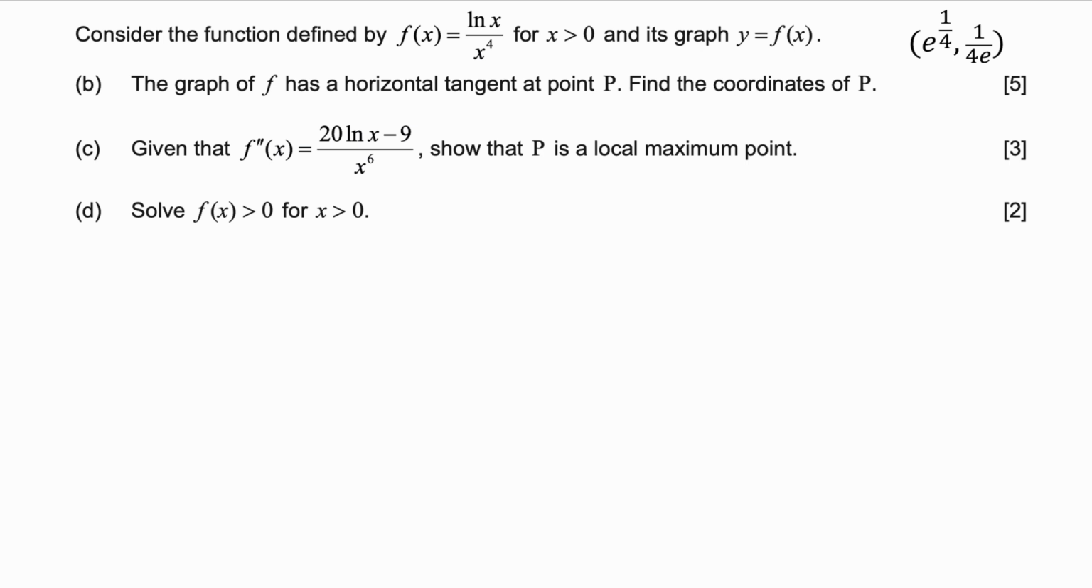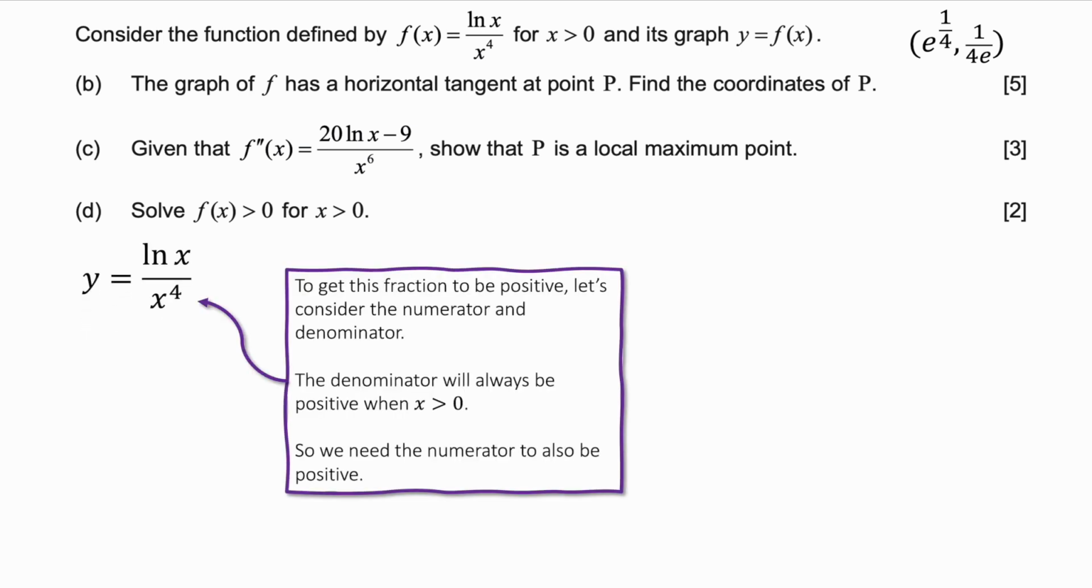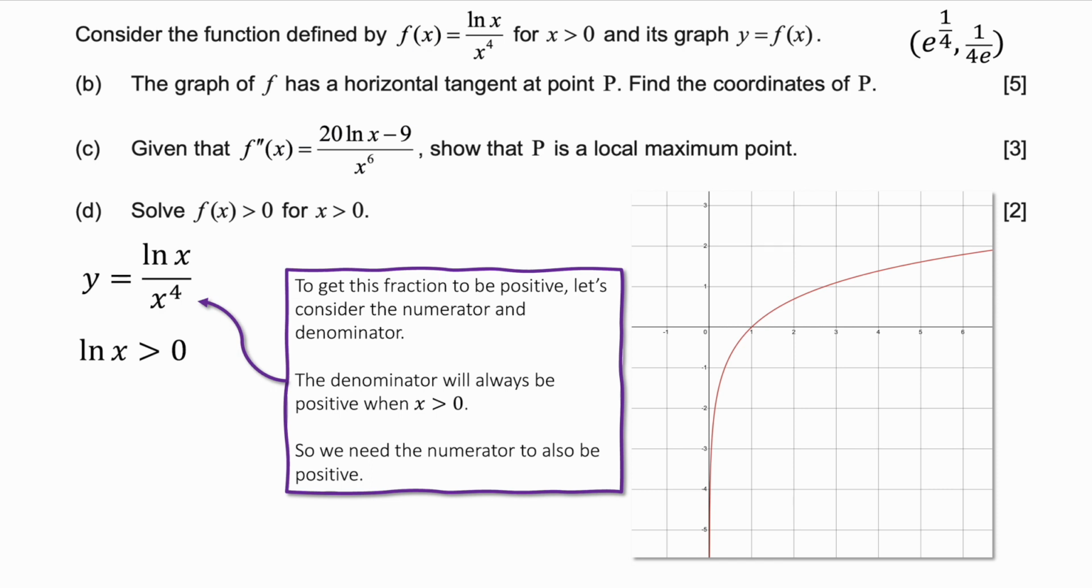Now D, it says solve f of x is more than 0 for x is more than 0. So let's look at f of x. To see if this fraction is positive, let's consider the numerator and the denominator. The denominator will always be positive when x is more than 0, so x to the power 4 is always going to be positive, because you've got a positive number to the power 4. So we need the numerator to also be positive. So ln of x is more than 0, and ln of x is more than 0 after 1.